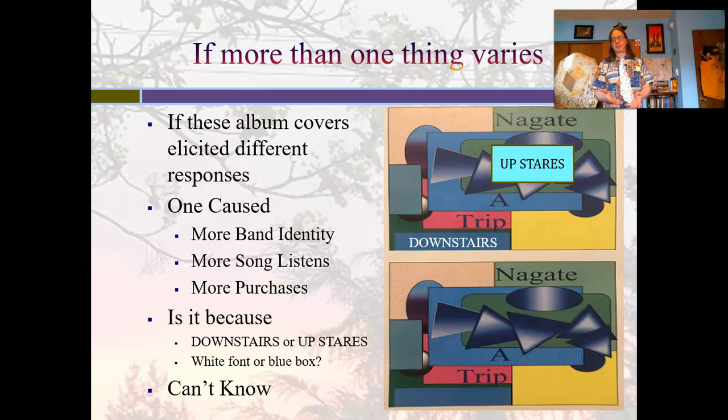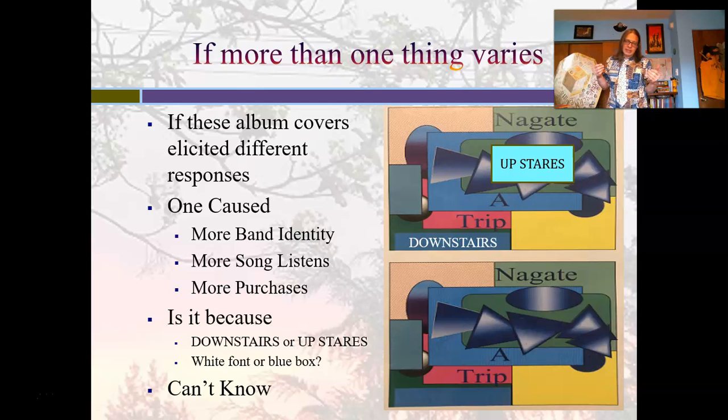So let's say this band Negate wanted to increase the number of people that were listening to the band or coming to concerts or whatever. And so they design an album cover, and they want this album cover to have impact, so they test whether or not that album cover has appeal. The top album cover has a blue box with the word upstairs, and downstairs is in bright white font, where the bottom album cover doesn't have upstairs at all, and downstairs isn't written in white font, so you can barely see it. So we could measure band identity, number of song listens, number of purchases of swag or even the CD.